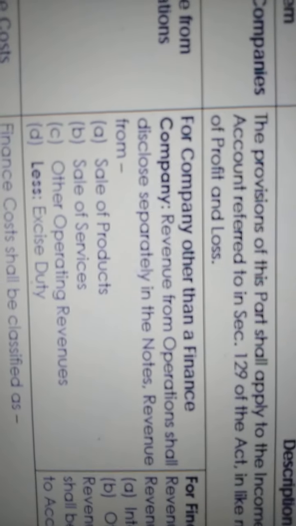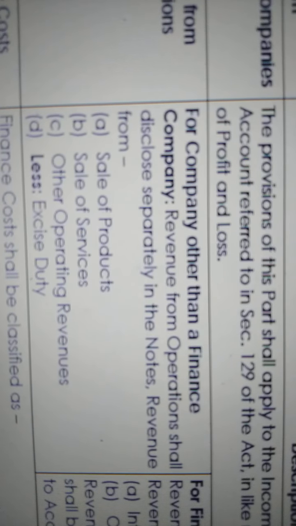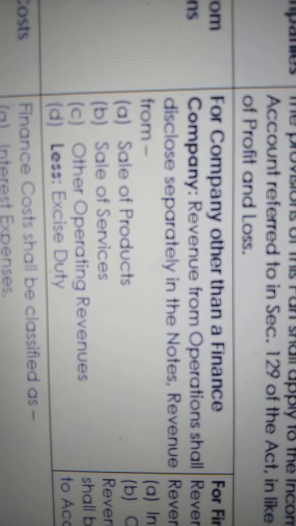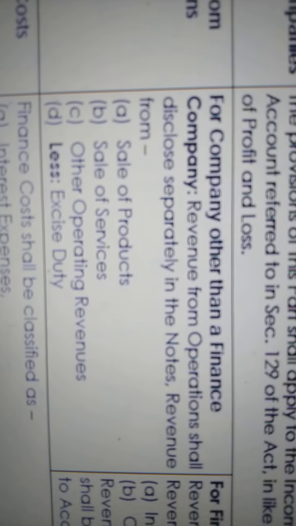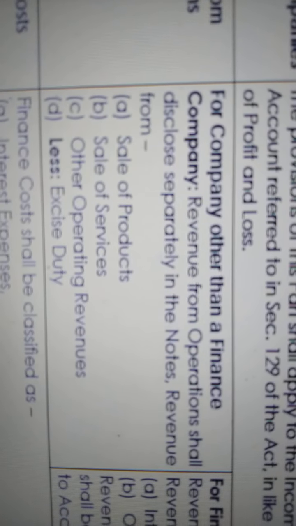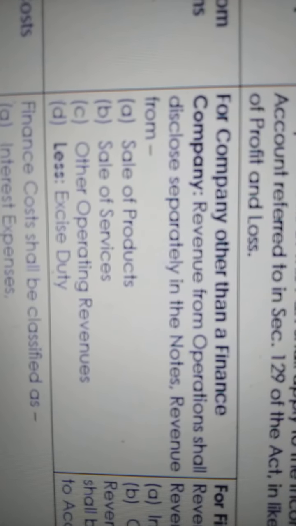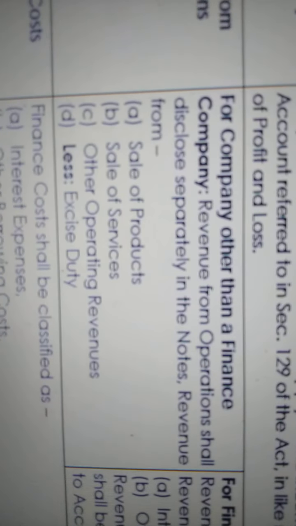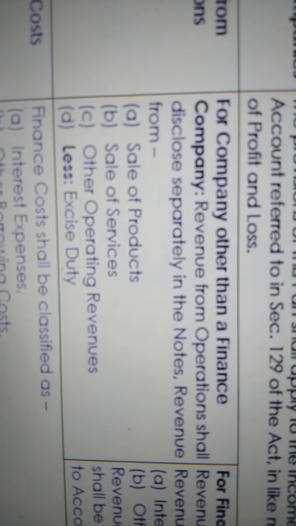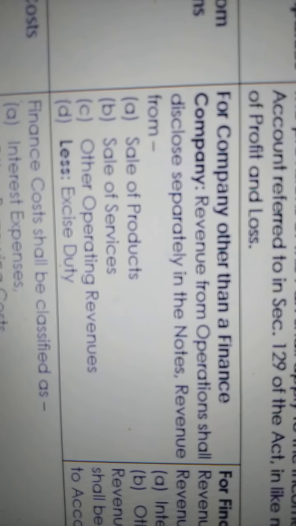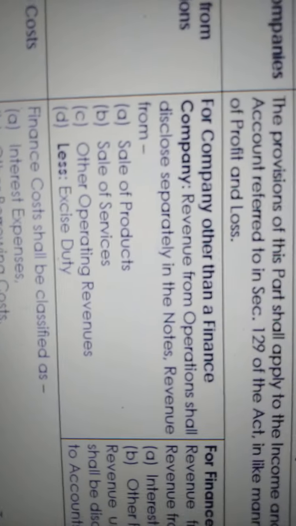For a general business other than a finance company, revenue means how much income I got from selling products and how much income I got from providing services, sale of services. They said sale of services, so we can follow that. Strictly, we cannot sell the service; we can only render the service, not sell it.